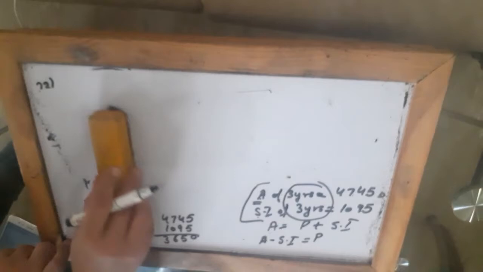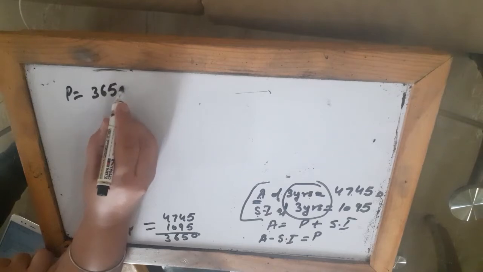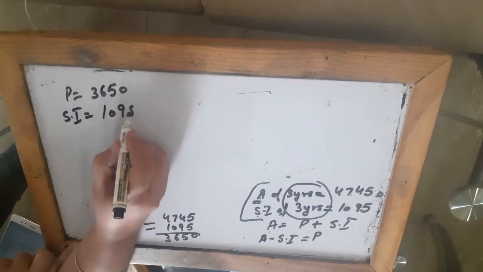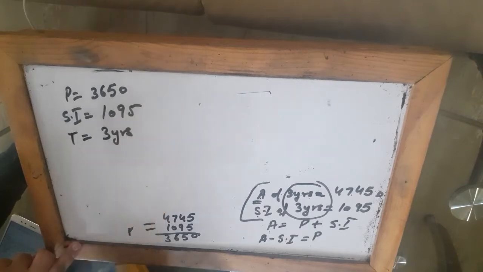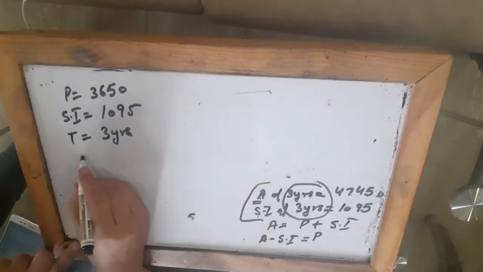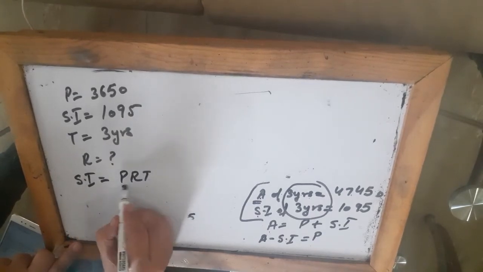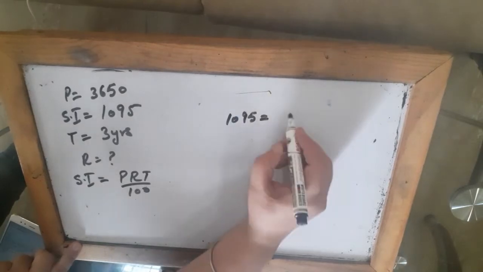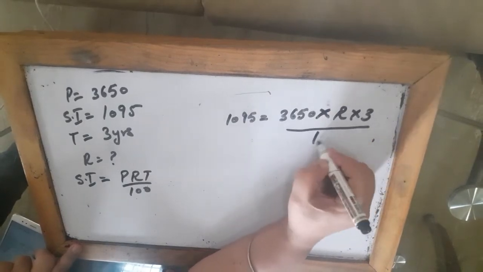Now one more thing is pending. I have to find the rate of interest. So what is the principal? It's 3650. What is the simple interest? It is 1095 and the time is 3 years. So I have taken the time as 3 years and I have to find the rate of interest. Which formula? Simple interest is equal to PRT upon 100. So 1095 is equal to 3650 multiplied by R, which I have to find, times the time 3, upon 100.